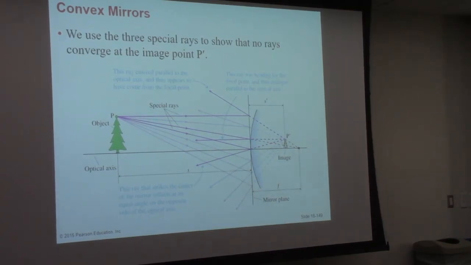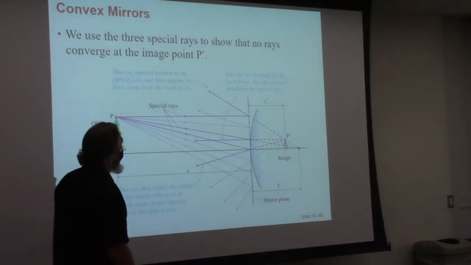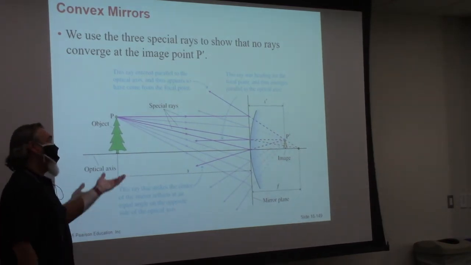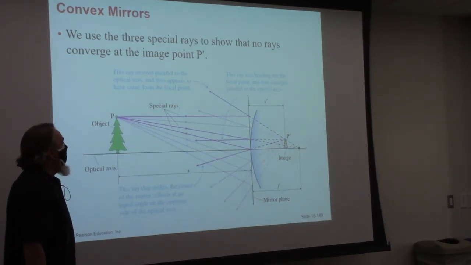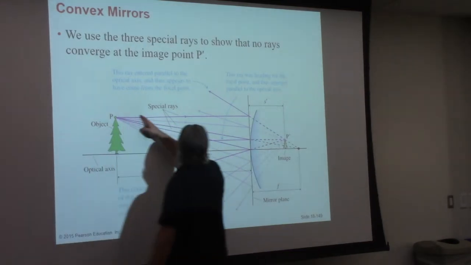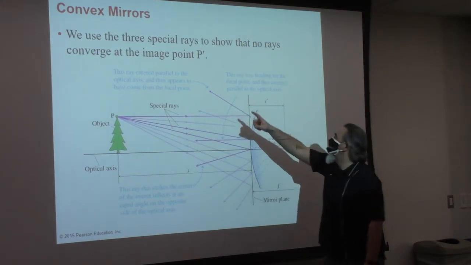Okay, so here's an example. Here's the object. That's where the image forms. It's not a real image, it's virtual. It's upright, it has to be because it's virtual. So if you were looking at this, that's where you would actually see it. The one that comes in parallel, it's going to reflect away.